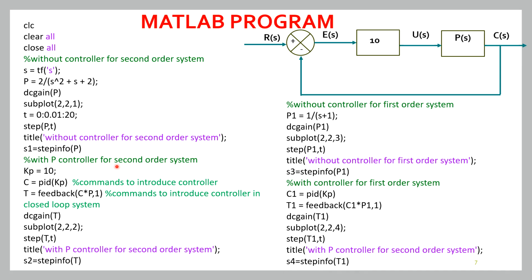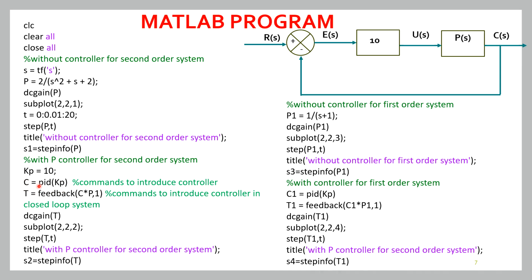Now I'm going to introduce a controller for the system of gain value 10. Now the commands you need, this is a fixed default command in MATLAB. C is a controller, C equals pid of Kp. It means the function is pid of Kp, Ki, Kd. So Kp alone I am going to use; for the remaining values MATLAB will take them as 0. So C is equal to pid of Kp.